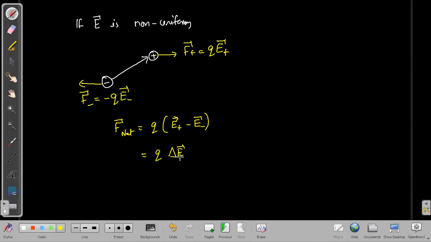Now it is possible to rewrite this expression using gradient, because the change in some vector quantity along some x direction, I can write as its gradient along x direction dot the distance. So this vector d is a distance. So this is the result of vector calculus.